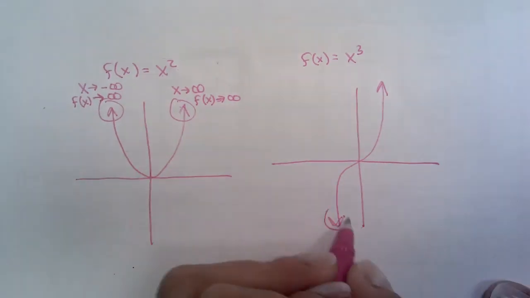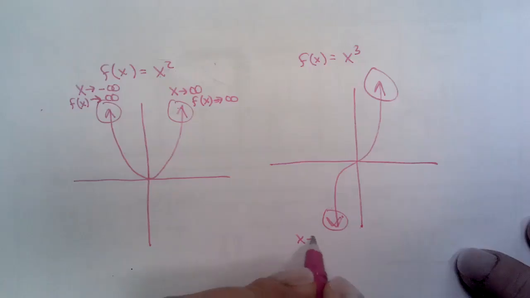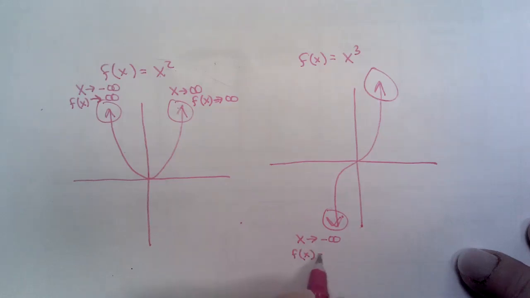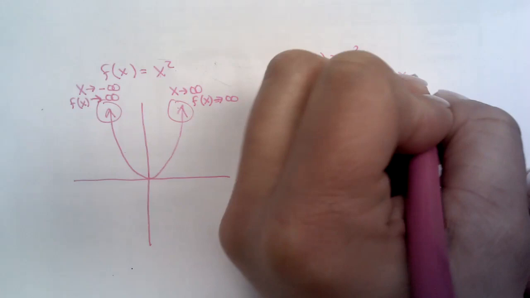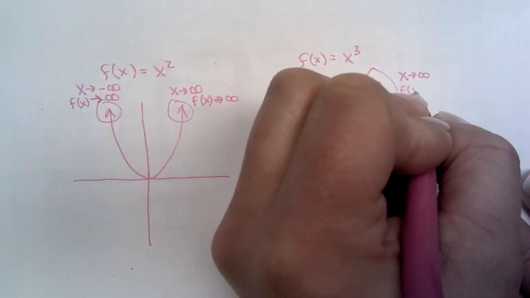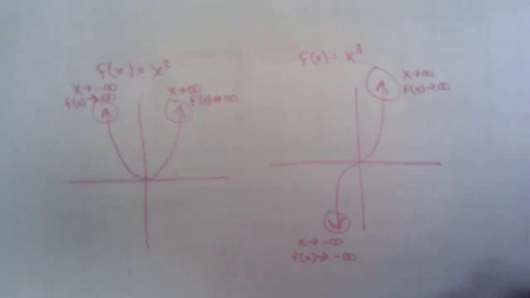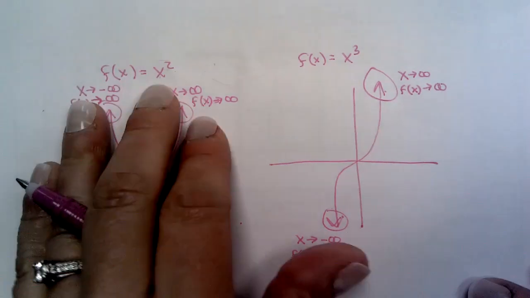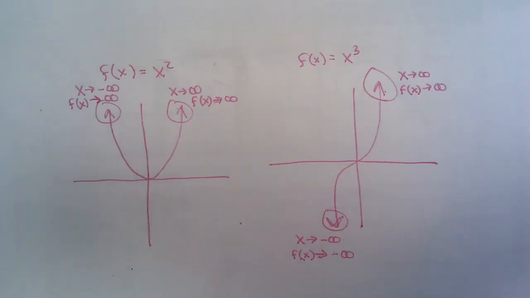So in this cubic function, the parent function, as x goes to negative infinity or goes to the left, our y value, right, f of x stands for y, goes down. This way, as x goes to positive infinity, our y value goes up. Okay, so we're looking at end behavior of graphs. And like I said, if you can remember x squared and x to the third and what those two look like, you're going to be in really good shape for this.